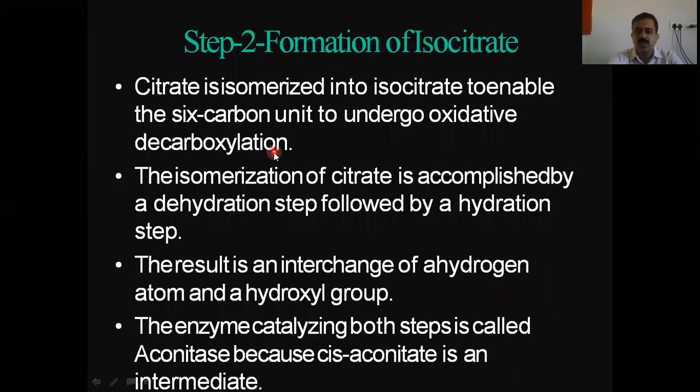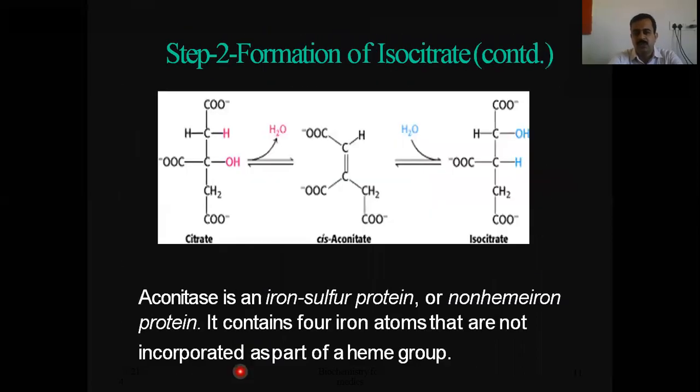Step two: citrate is isomerized into isocitrate to enable the 6-carbon unit to undergo oxidative decarboxylation. The isomerization of citrate is accomplished by a dehydration step followed by a hydration step. This results in an interchange of a hydrogen atom and a hydroxyl group. The enzyme catalyzing both steps is called aconitase, because cis-aconitate is an intermediate. The formation of isocitrate is a reversible reaction, because a metabolic block can develop, and based on this block, the reaction can be reverted back to citrate as well. This is an important point to take into consideration.